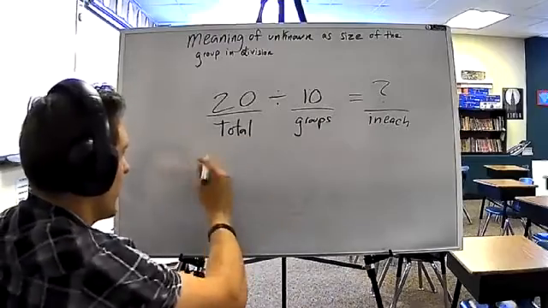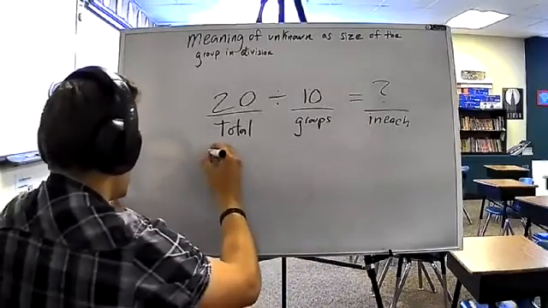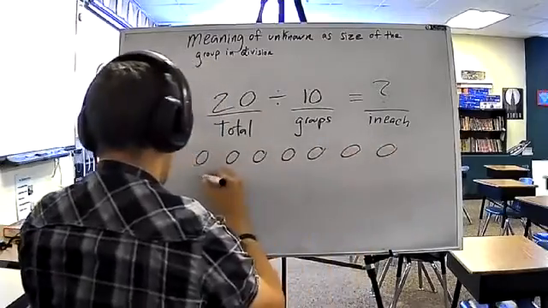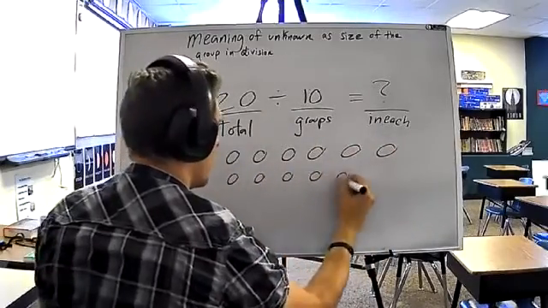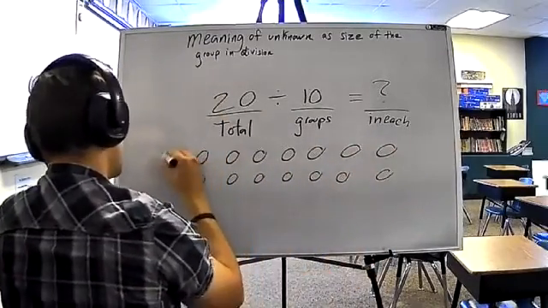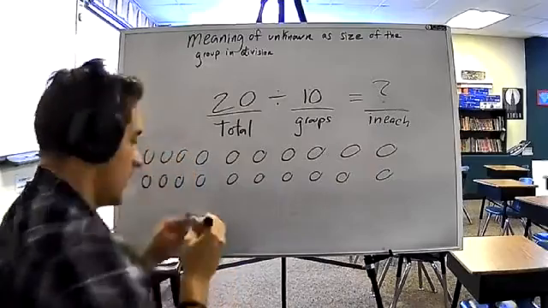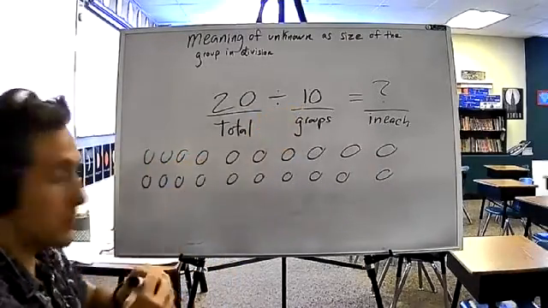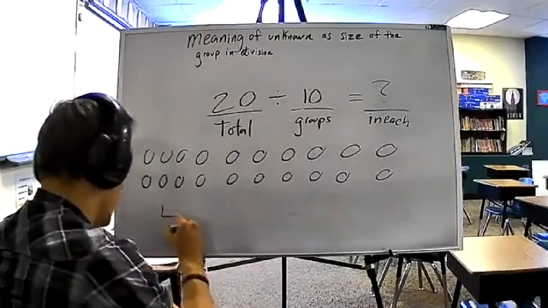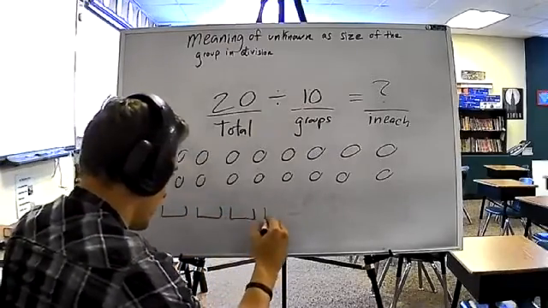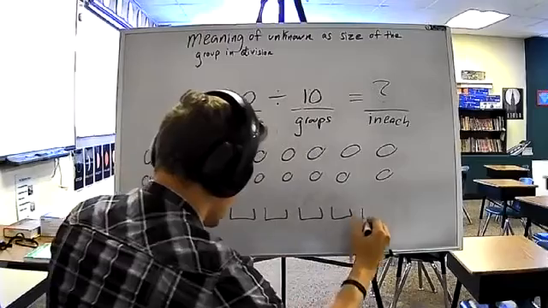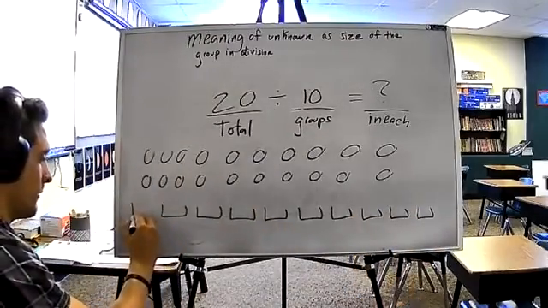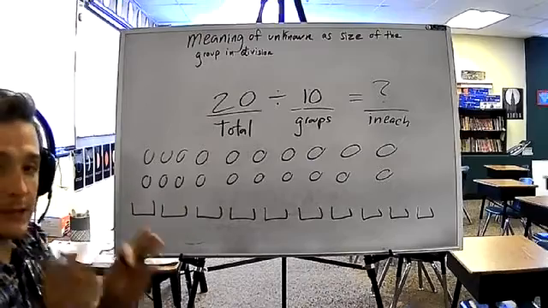And so, once again, I could have those 20 tomatoes written out here. So 1, 2, 3, 4, 5, 6, 7, 8, 9, 10, 11, 12, 13, 14, 15, 16, 17, 18, 19, 20. A lot of circles there. And there are 10 groups, so I'll make 10 groups. 1, 2, 3, 4, 5, 6, 7, 8, 9, and I'll put one last one over here so it can fit a little easier.